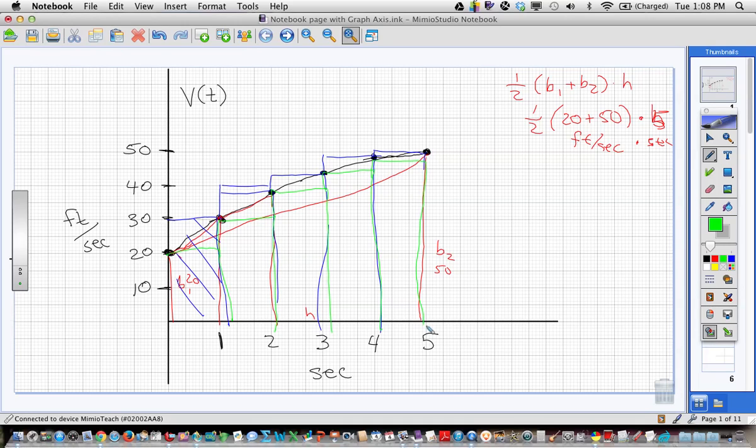A rectangle is base times height. This is saying average the bases times the height. That's what a trapezoid is. So we've got those rectangles, we've got that trapezoid, so we can see how 180, 210, average 195.